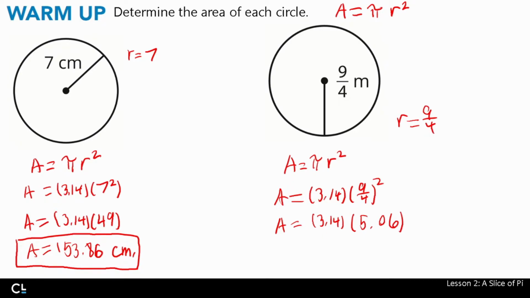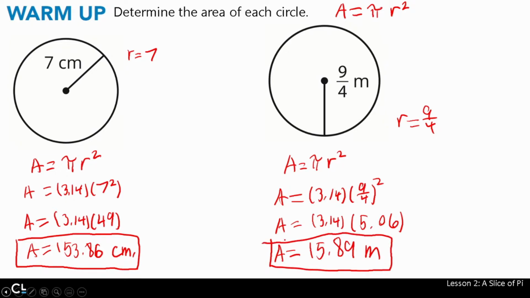We get 3.14 times 5.06. There we go. We get 15.8884. So we're going to round this to 15.89. My area equals 15.89 meters. And there we go. Solved for our area. This is just a little warm up, something that you should have seen before. Now, obviously, we probably all don't remember the area formula for a circle is pi r squared. So that's just a little reminder there.